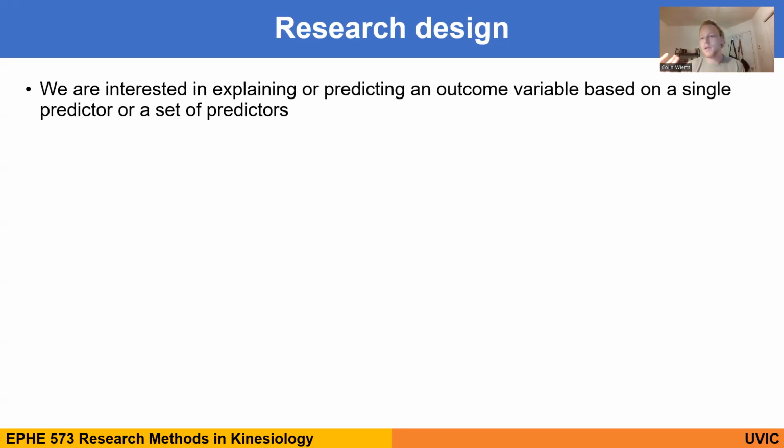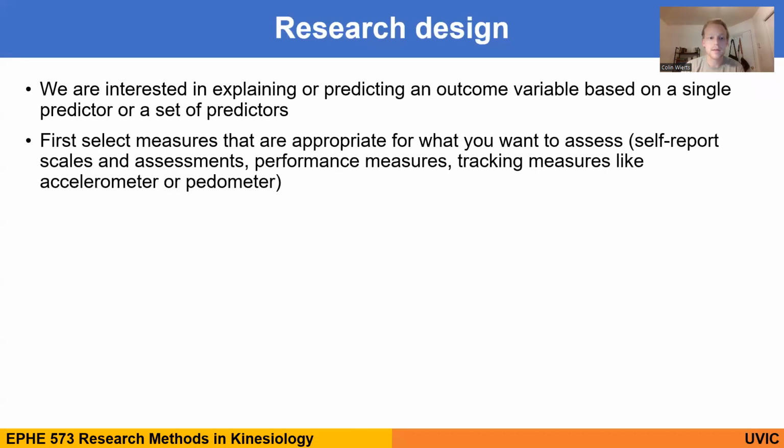So the research design that we're going to apply here is, we're interested in explaining or predicting some outcome based on some single predictor or multiple predictors. So first, we have to select measures that are appropriate for what you want to assess.